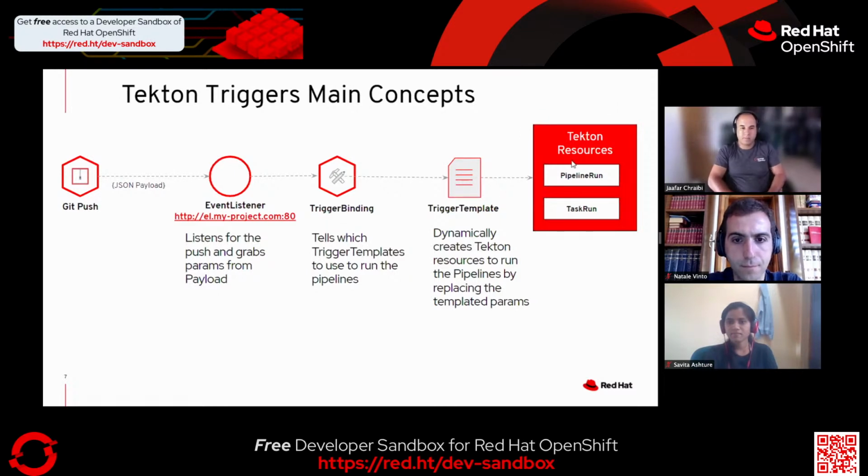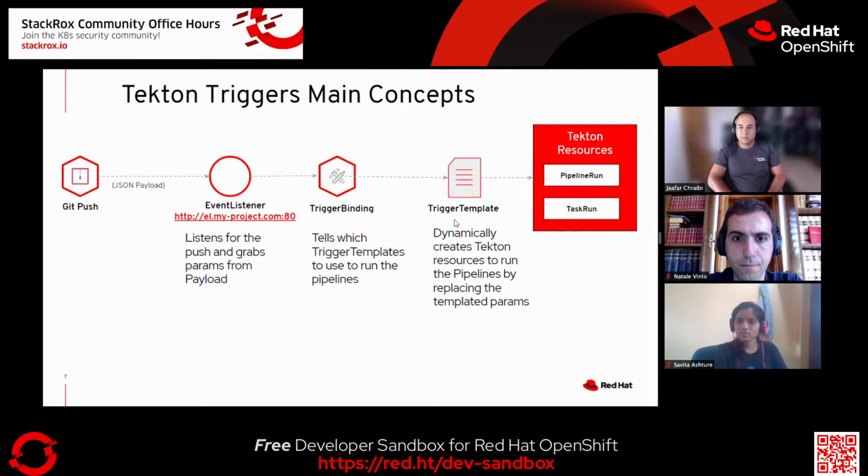In detail, let's say you have done a git push, and you have some JSON payload, and it's going to the route of the event listener, and then it's going to the trigger binding. The trigger binding basically has parameters, and in turn these parameters are provided to the trigger template, which dynamically creates our Tekton resources. Okay.